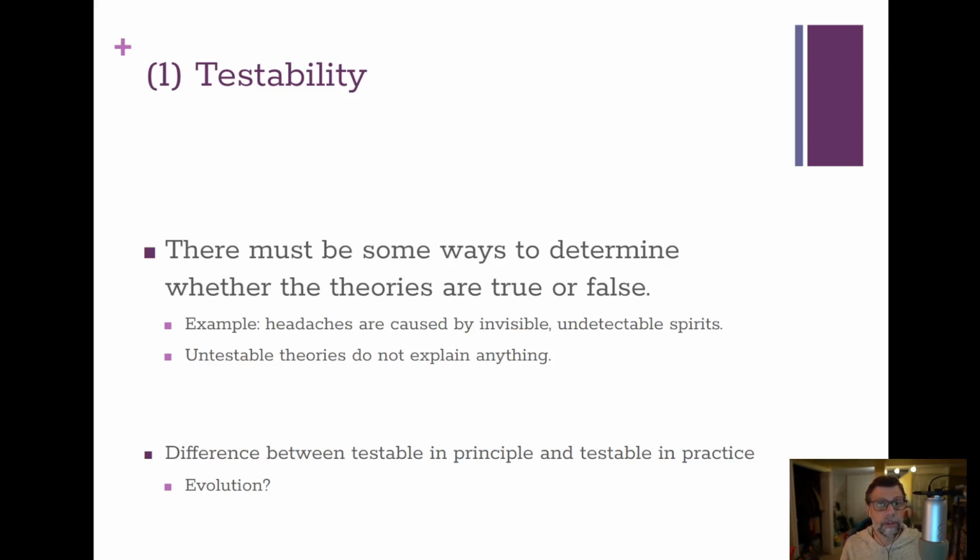So we have to at least be able to say what it would take to confirm a theory. Could be direct observation. You literally see something that confirms the theory. Could be indirect observation, where you connect some theory's unobservables to something else that is observable.